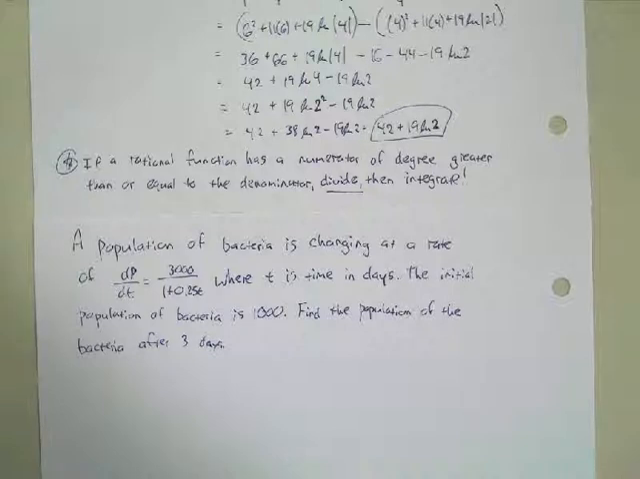Gotcha. Okay, so when you're given the rate of change of a population, and you want to find the net change, just like you have a velocity and you want to find the net change in position, you integrate the velocity. So we're going to integrate. We're going to integrate from what to what though, in a definite integral? After 3 days, right? So what would that interval be? From what to what?